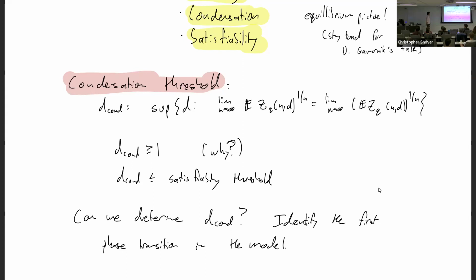And the question is, does this equal the limit of the nth root of the expectation? So this is like what I talked about yesterday about whether you can switch the log and the expectation. And one way to define the condensation threshold is it's the largest d, the sup over d, so that these things are equal. So first exercise for you all, I claim that this is at least 1.